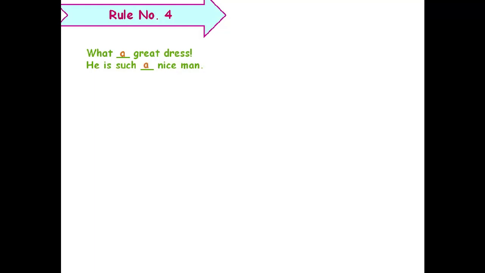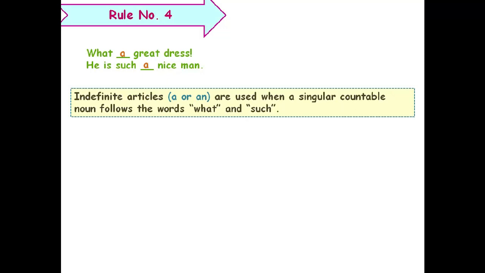Why do we use a over here? Because if you have words like what and such, the indefinite articles a or an will be used. If there's a vowel sound, you will use an. If there is a consonant sound, you will use a. Okay. So whenever what and such is there, you will use a or an. Alright. Let's move on to rule number 5.